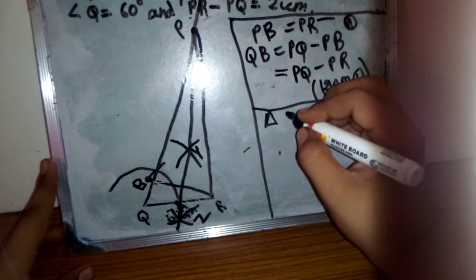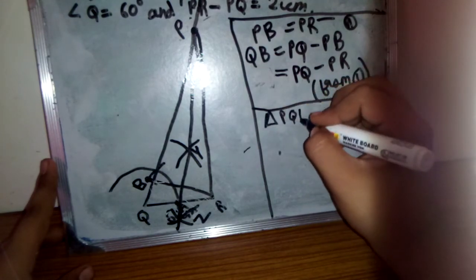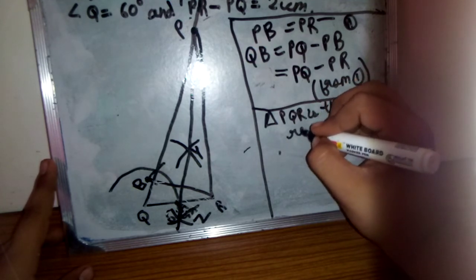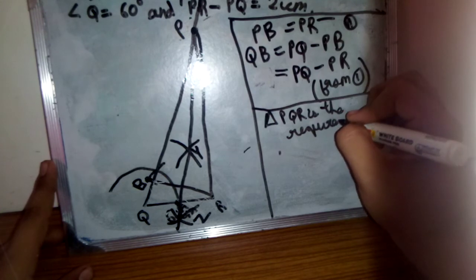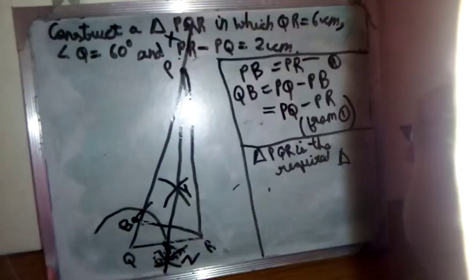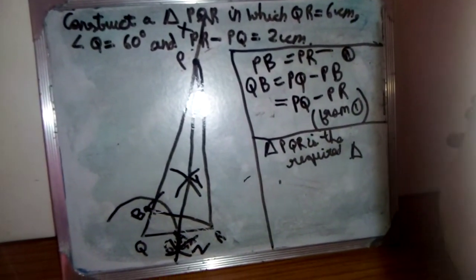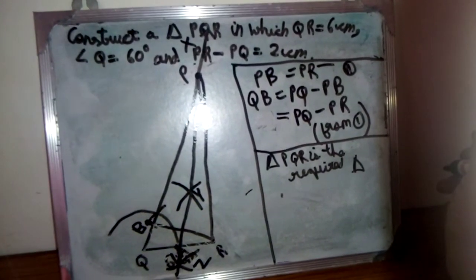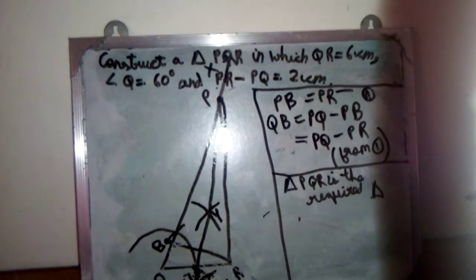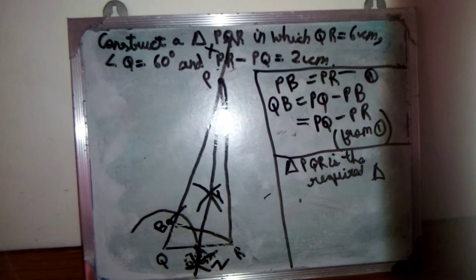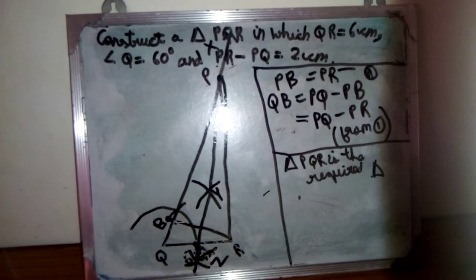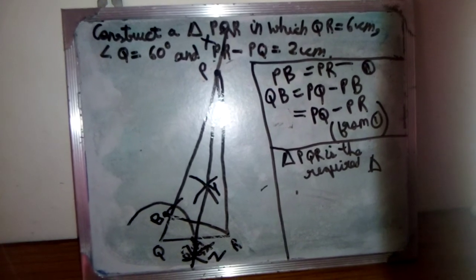Okay, so now triangle PQR is the required triangle. Hope it was clear. Today we learned to construct a triangle given its base, a base angle, and the difference of the other two sides. Thank you.